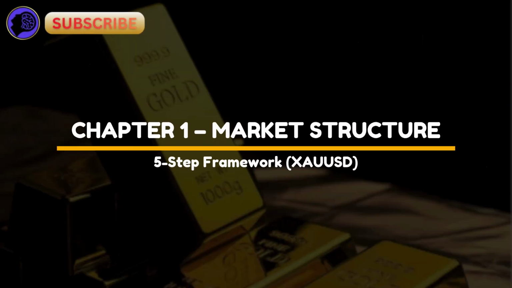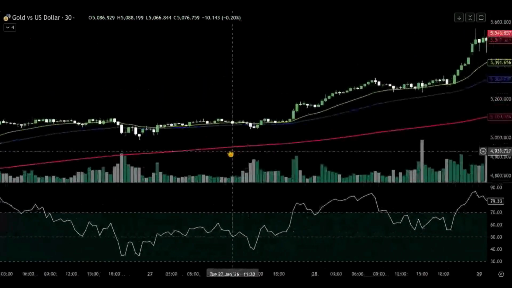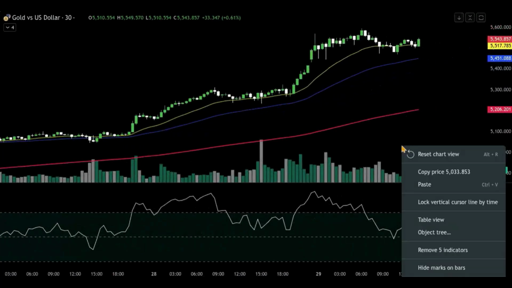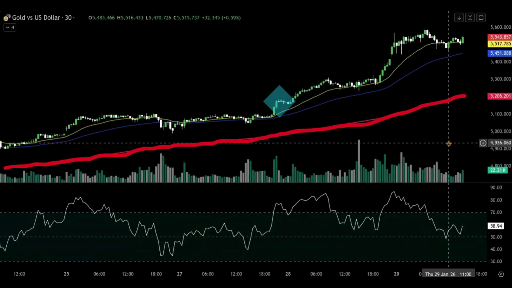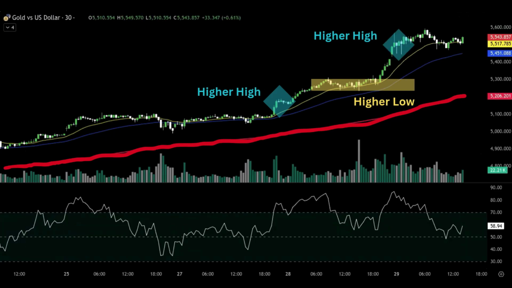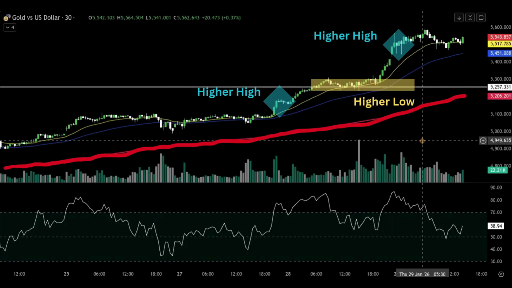Chapter 1, Market Structure. The first thing we need is a structure change. Let's look at this chart. Here we can see gold making higher highs and higher lows. This tells us the trend is bullish. Now watch what happens. Price breaks below the previous higher low. This is our first warning sign.